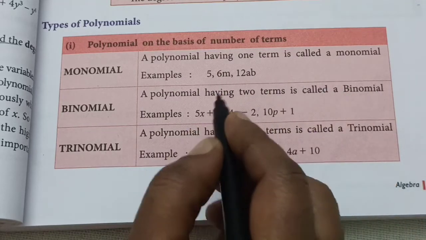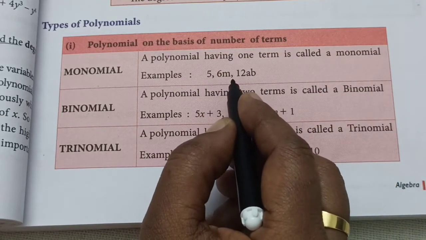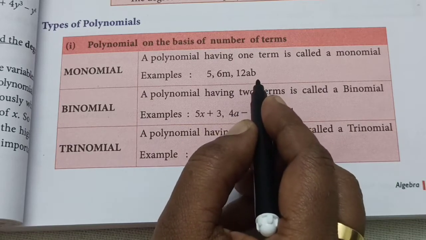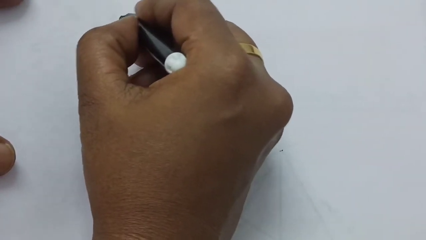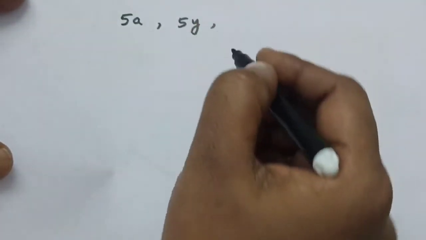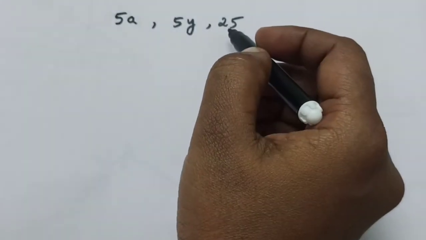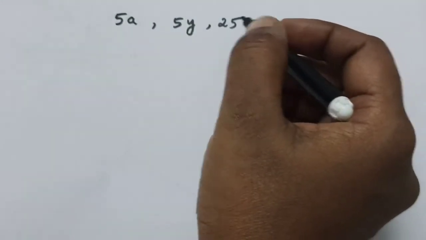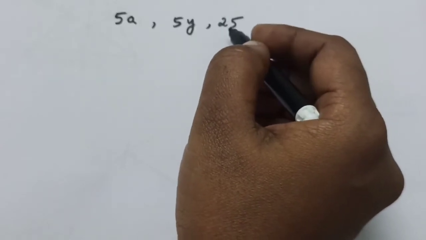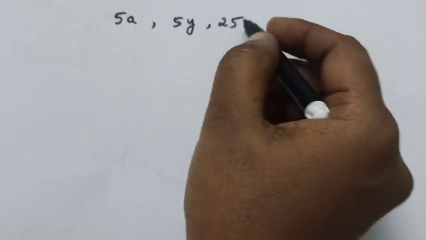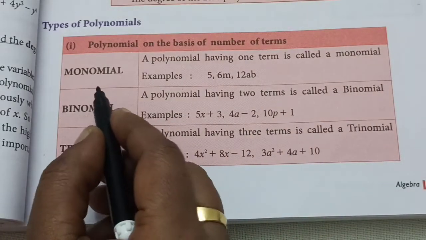Okay. For example, 5 or 6m or 12ab. Then some more examples: 5a or 5y, or 25. Okay, how many terms is this? Only one term, isn't it? This is the constant, but only one term is there. So these are called examples for the monomial.